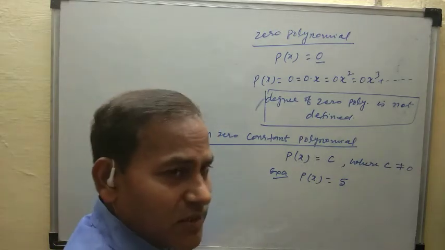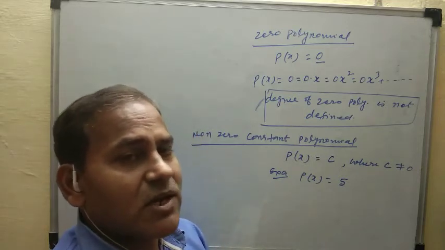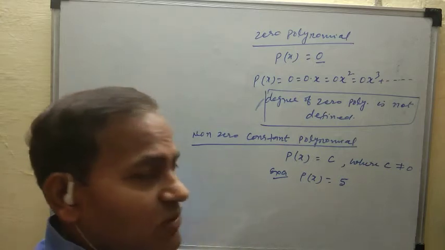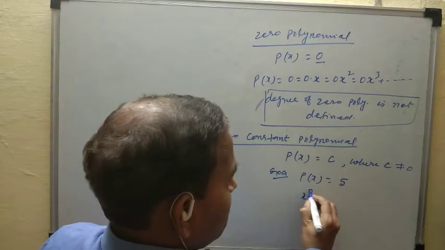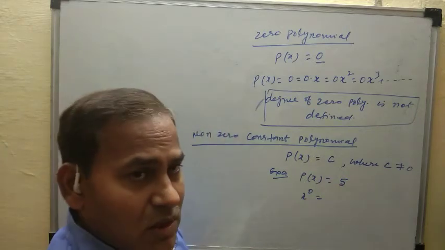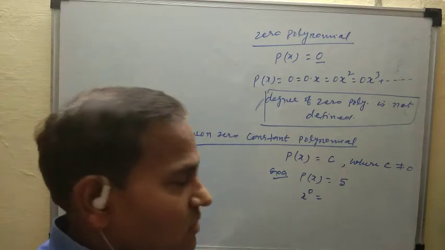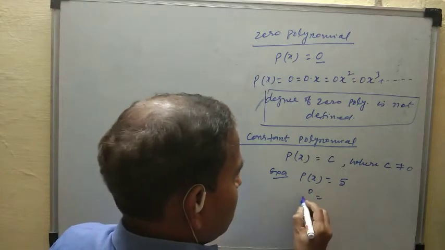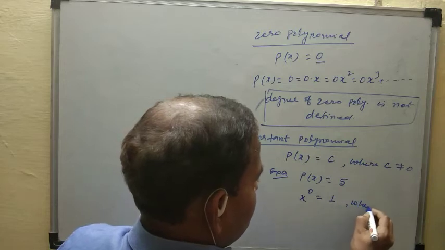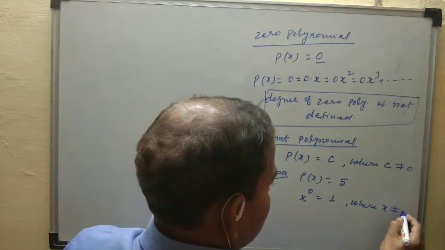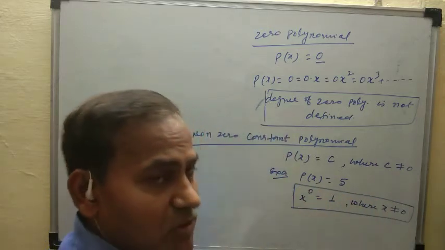So now what is the degree? Degree is the maximum power of the variable term, but here there is no variable term. Do you know the value of x to the power 0? The value of x to the power 0 is equal to 1, where x is not equal to 0.